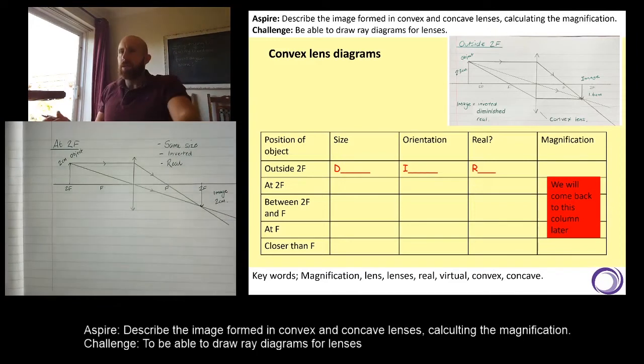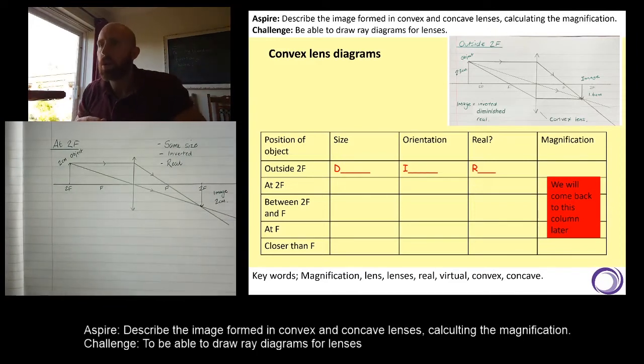So I'd like you to now carry on, go through, have a go at the between 2F and F. At the F, I'll give you a little heads up now. The F one, you will produce something that you will not be able to focus. If you do that, then you've got it right. And the closer than F, you will produce an image where you will have to trace it backwards. You might get a little bit stuck there, but don't worry, when I'm going through the answers, I will show you exactly how I solved that.